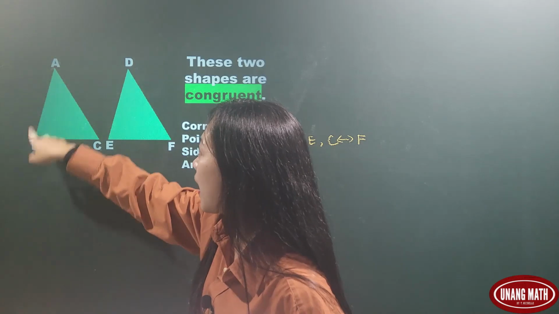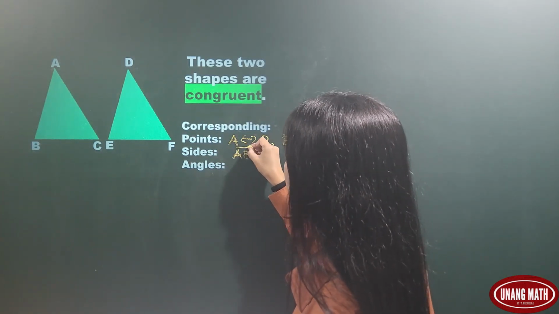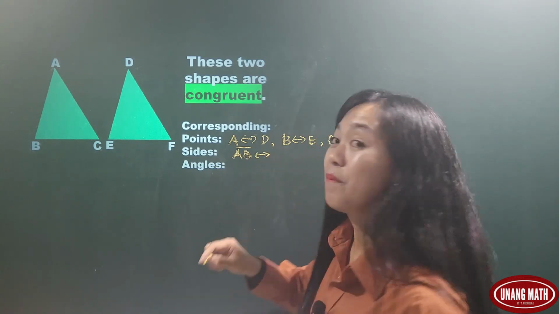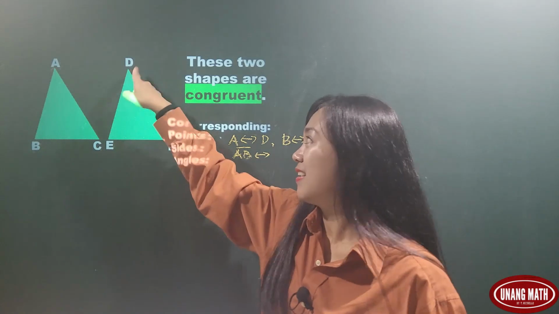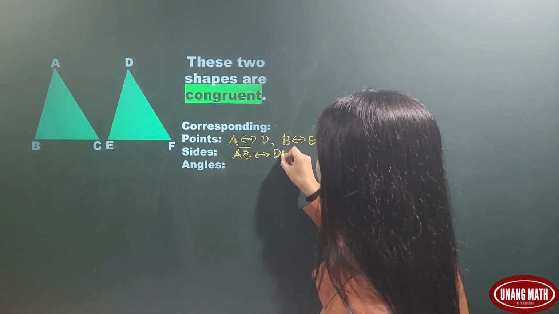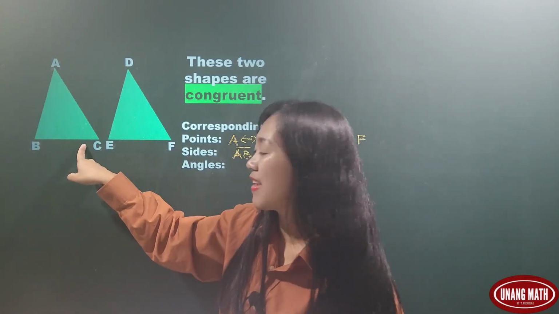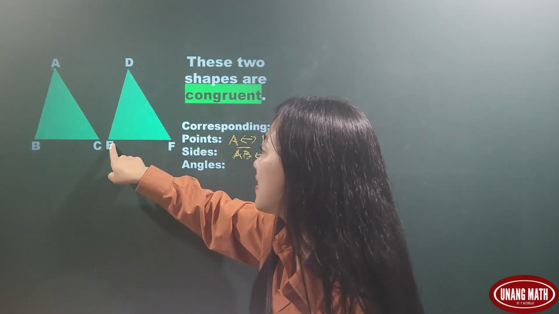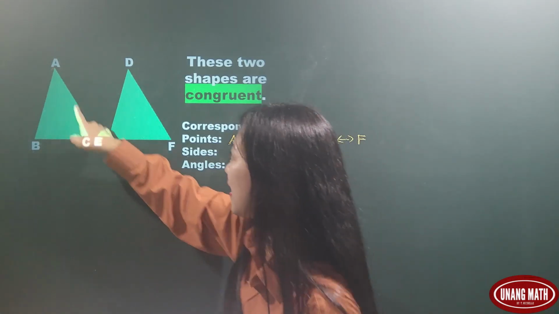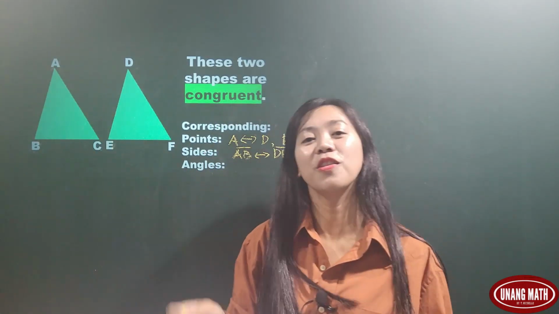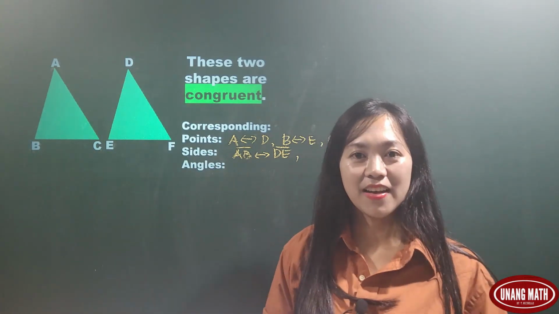Okay, ang side AB. Okay, ang side AB, okay, corresponds to side DE sa shape na ito. Okay? And then, ang side BC, okay, corresponds sa side EF sa shape na ito. Ang side CA, ang katumbas nito ay ang side FD sa triangle na ito.